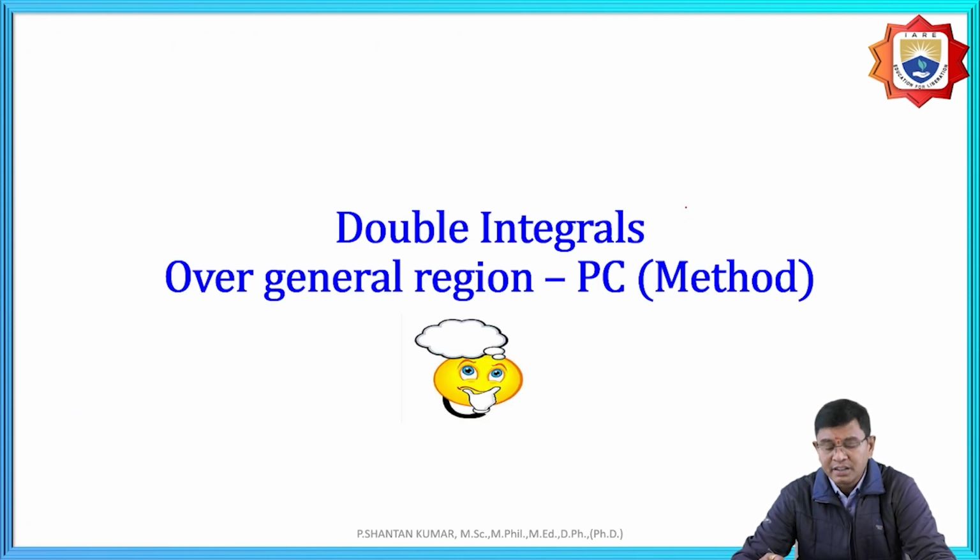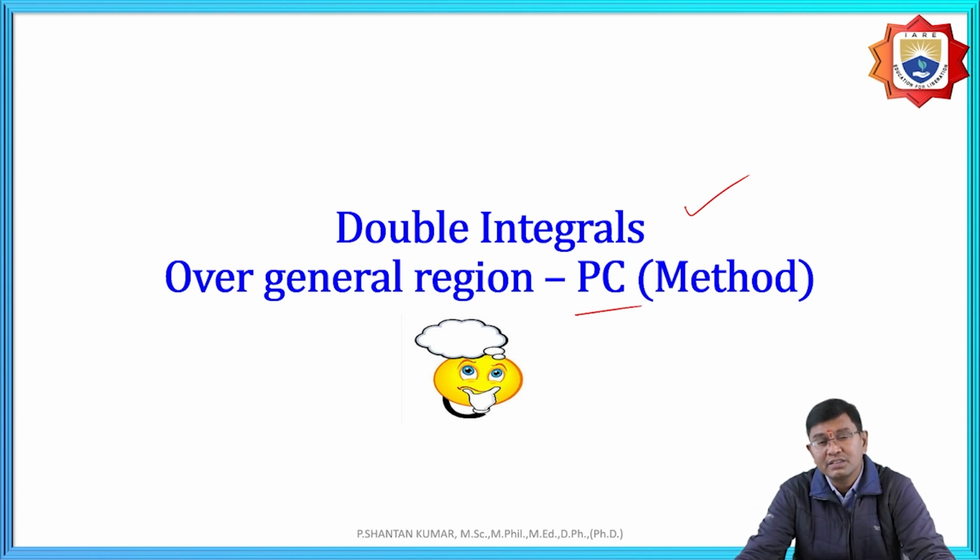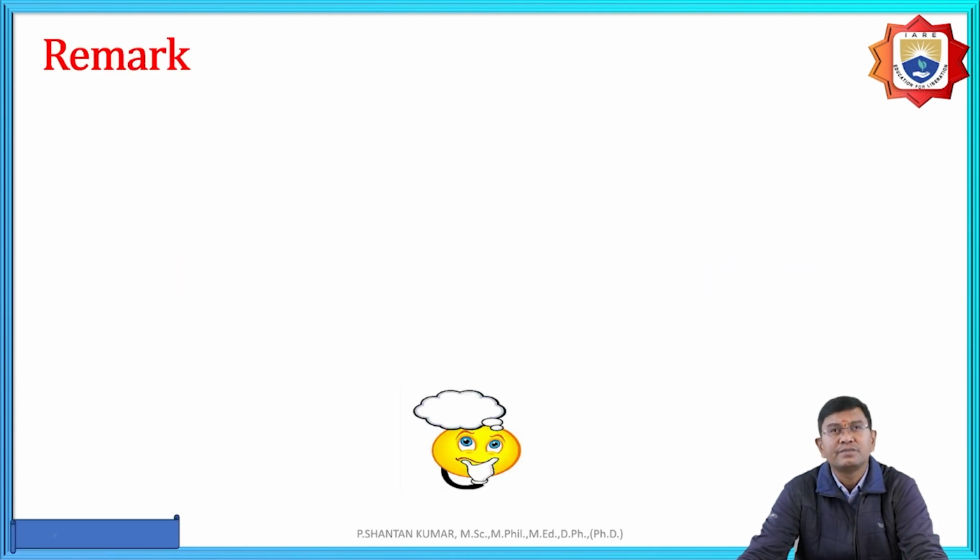And finally, the double integration over the region by the PC method, that is, polar coordinates. What is the meaning of this? Generally the Cartesian coordinates, CC, are x comma y comma z in terminology. The polar coordinates, generally PC, are based upon r comma theta in general terminology.